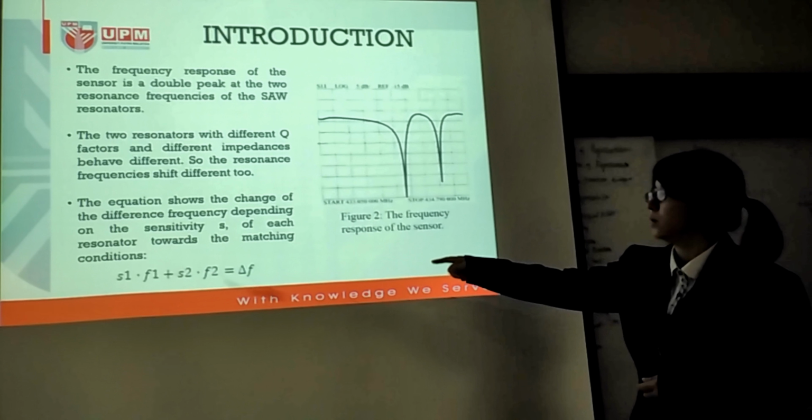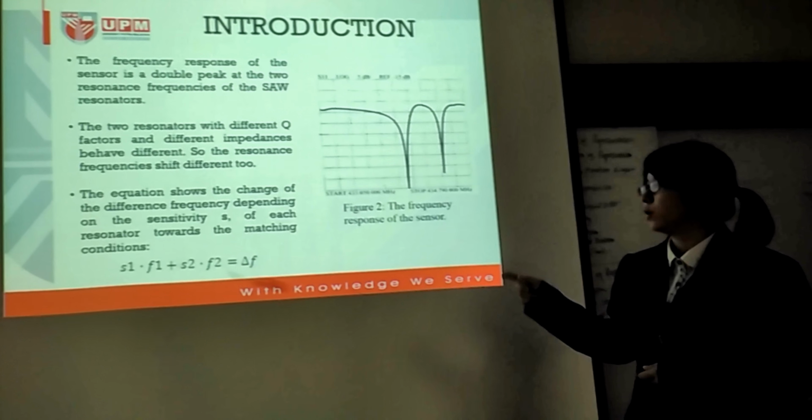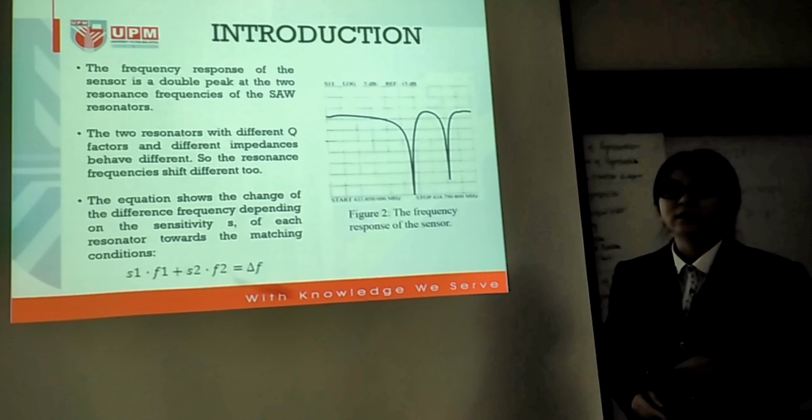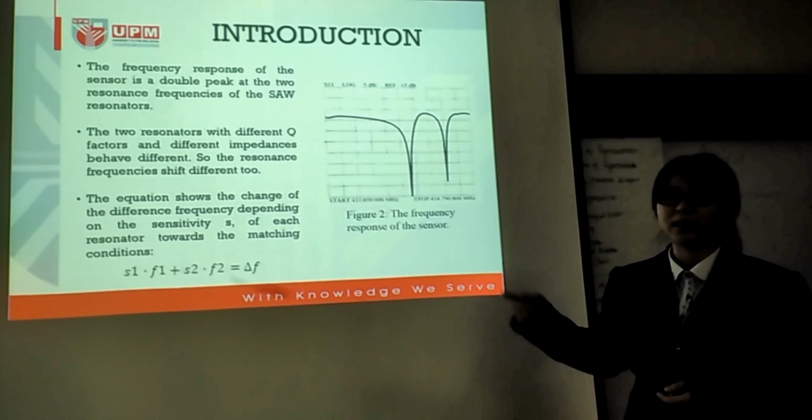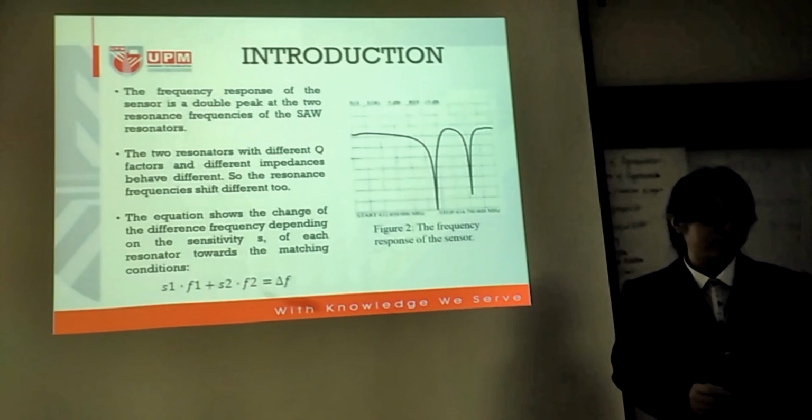The equation S1 times F1 plus S2 times F2 equal to delta F shows that the change of the difference frequency depends on the sensitivity S of each resonator.